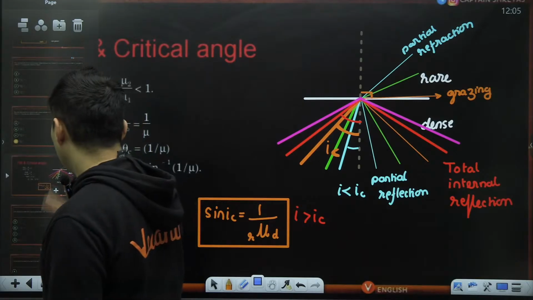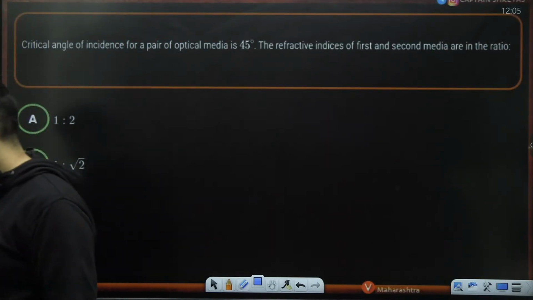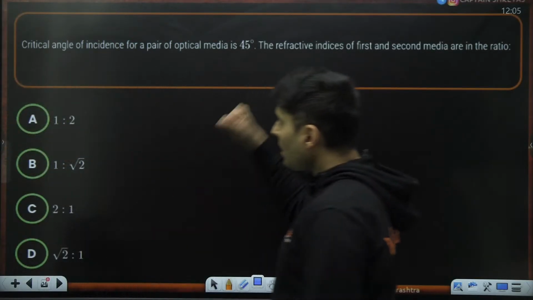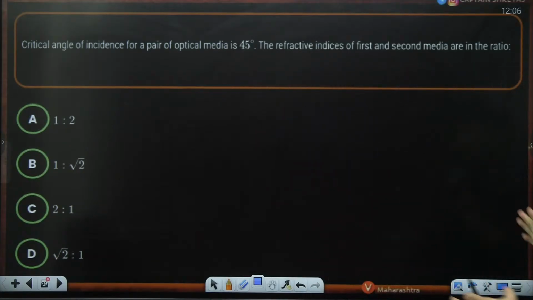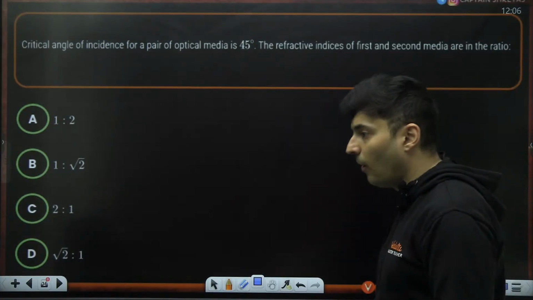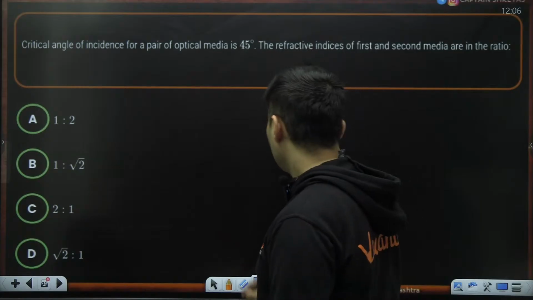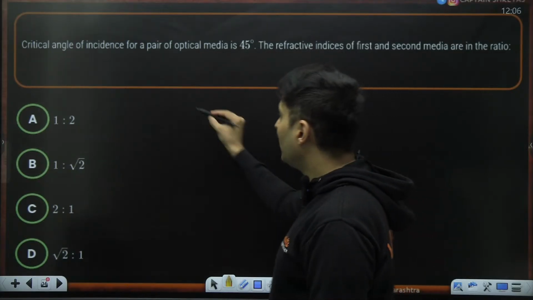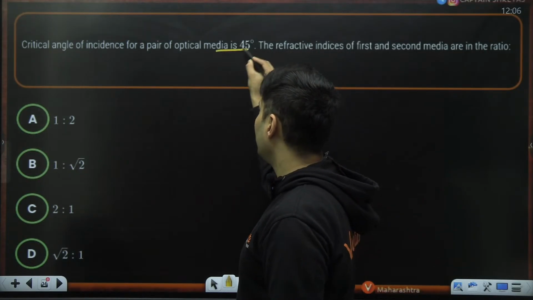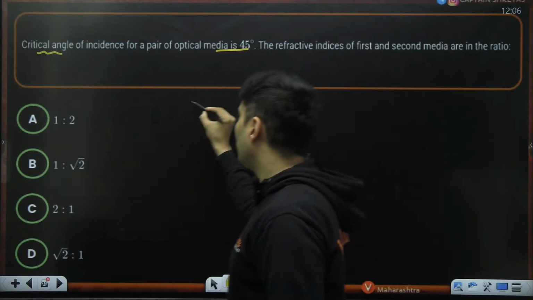Great. So let's start solving some questions, guys. Coming up on your screen: the critical angle of incidence for a pair of optical media is 45 degrees. The refractive indices of the first and the second media are in the ratio of, very straightforward. It is clearly mentioned that the critical angle is 45 degrees. So we know the formula.